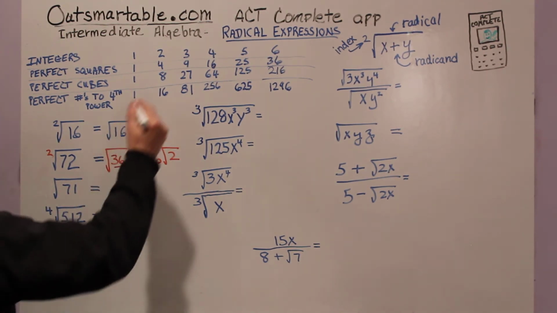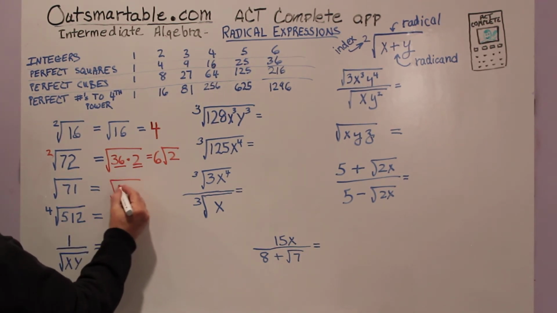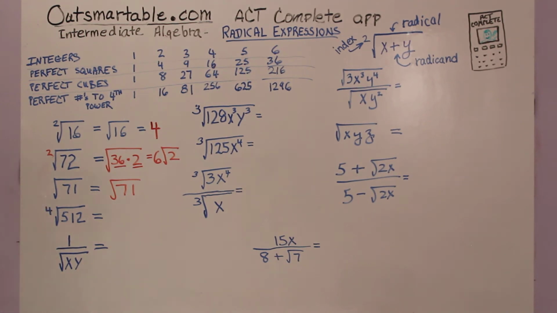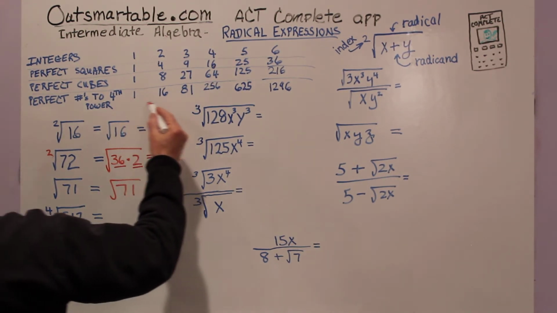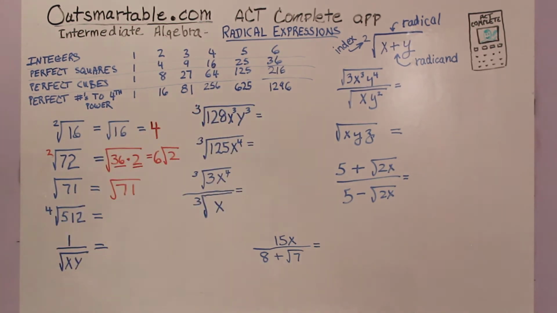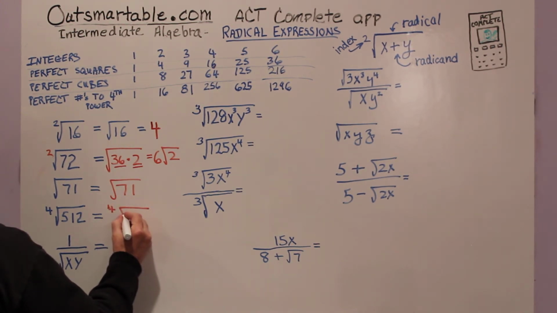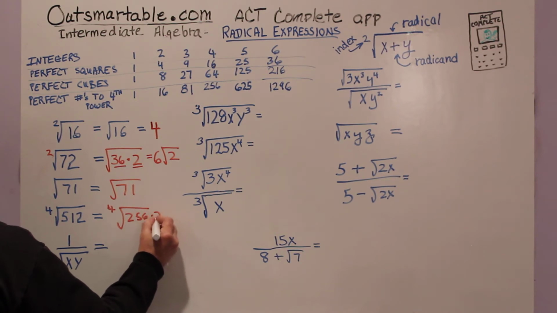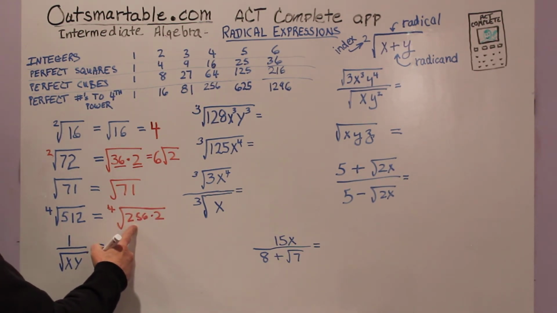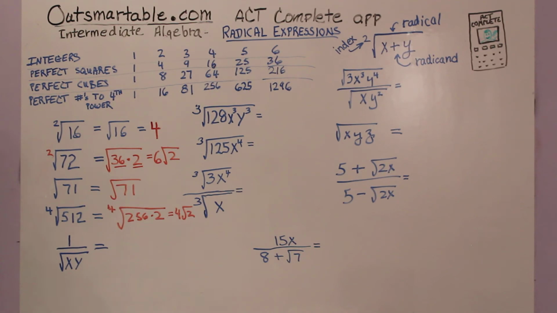How about the square root of 71? Can you think of a factor of 71 that's a perfect square? No, I can't either. So that's in its simplest form. How about the fourth root of 512? Do you see 512 anywhere in this fourth row? Now do you see a factor of 512 that does have a perfect fourth root? If you said 256, you're right. So we rewrite this as 256 times 2. And 256, its fourth root is 4. And we have to leave that 2 inside the radical symbol.